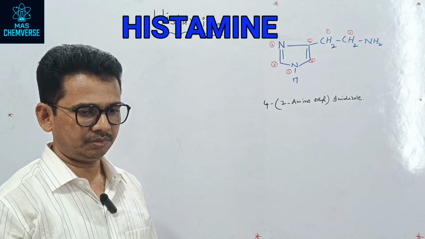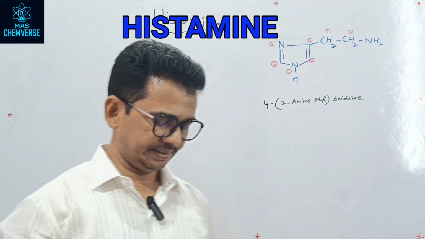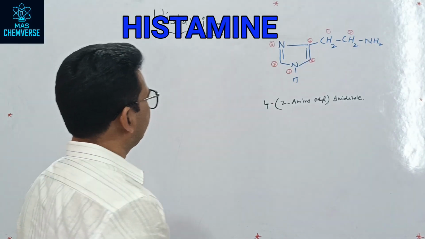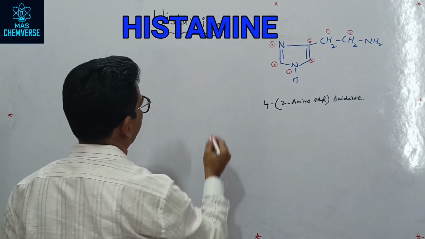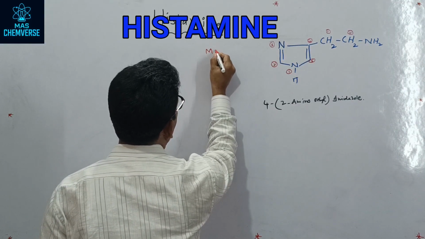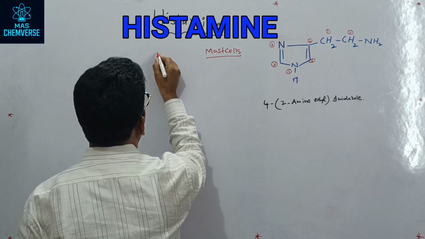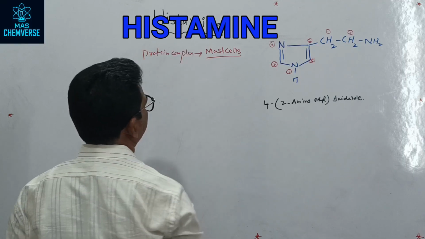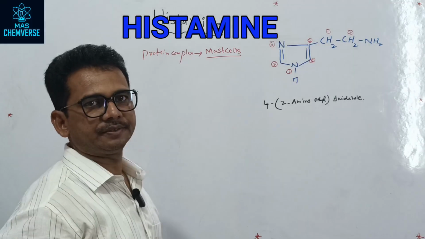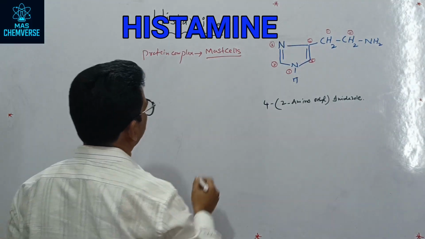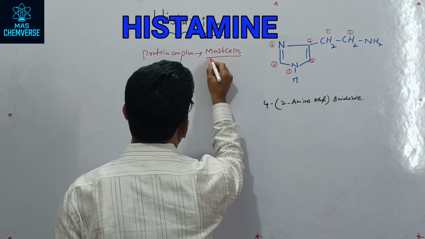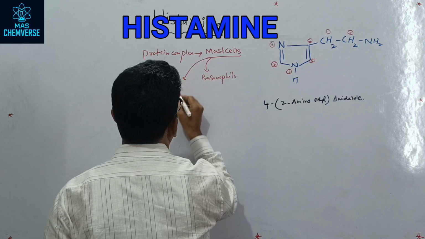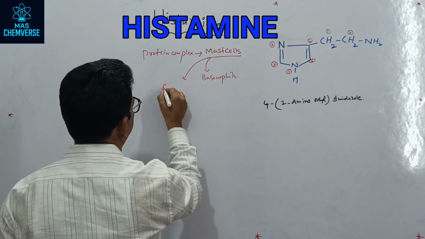Then next we have to know where it is present exactly. Histamine is present in the mast cells. Histamine, in the form of a protein complex, is present in the mast cells, in the basophils, and as well as in the GIT.